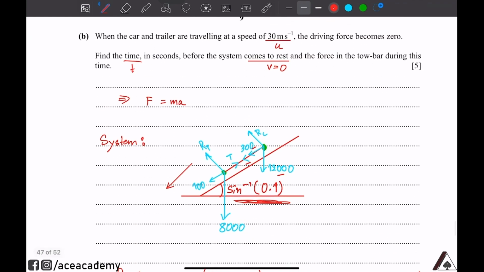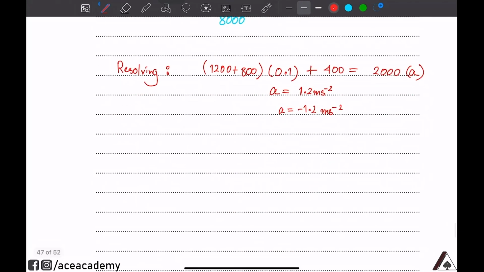And now we have a, v, u, and t. And so the suvat equation that connects those four variables is v equals u plus at. And our final velocity is 0, initial is 30, while our acceleration is minus 1.2 times the time. And from there, we get time equals 25 seconds.